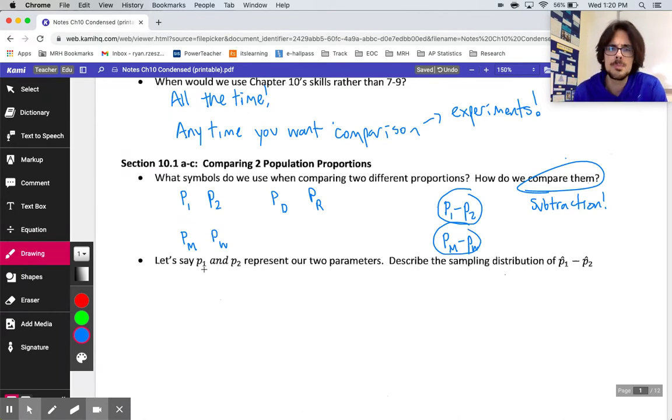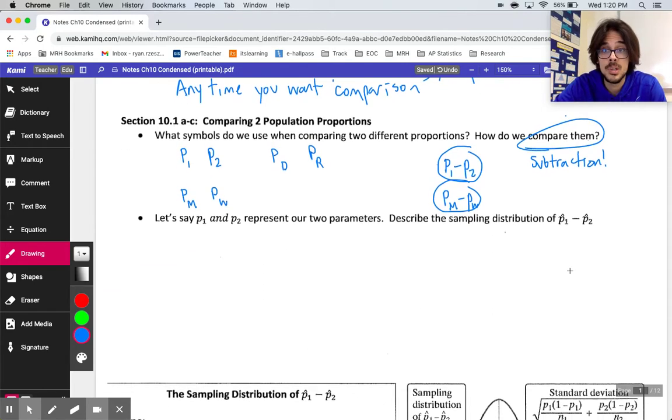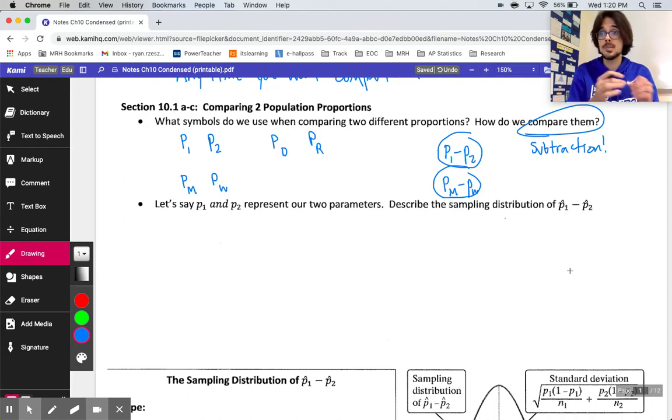So we're going to go with just P1, P2 as our parameters right here. We're going to look first at the sampling distribution of P1 hat minus P2 hat. So this looks more complicated than last chapter, and it is a little bit because you have two different parameters that you're worried about. But the math still ties into what you guys already understand.